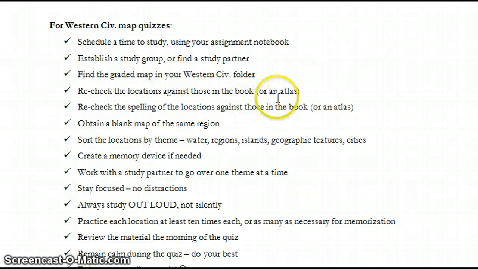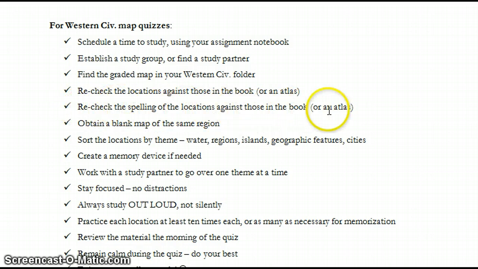Next, recheck the locations on your map against the locations in the book or an atlas if you don't have your book. These locations will not have changed over the course of the centuries, the possible exceptions being the names of the places, and I will accept modern names from time to time. Just ask me about those. For example, Istanbul versus Constantinople.